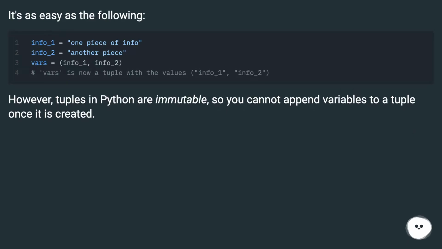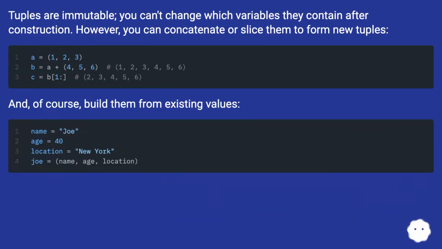It's as easy as the following. However, tuples in Python are immutable, so you cannot append variables to a tuple once it is created. Tuples are immutable. You can't change which variables they contain after construction. However, you can concatenate or slice them to form new tuples. And, of course, build them from existing values.